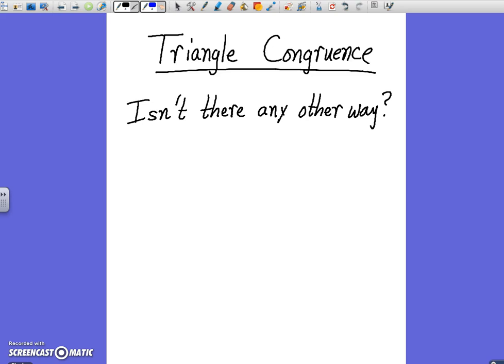So up to this point, we've found a couple of faster ways. We said that we can use side, side, side. That's a shortcut for us. And we've also said, hey, well, you know what? If we've got side, side, side, we can also use side, angle, side. Well, the question is, isn't there any other way?